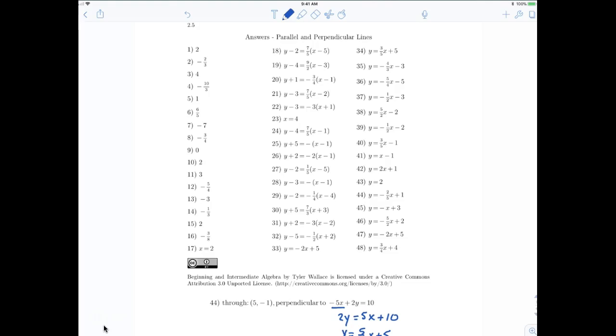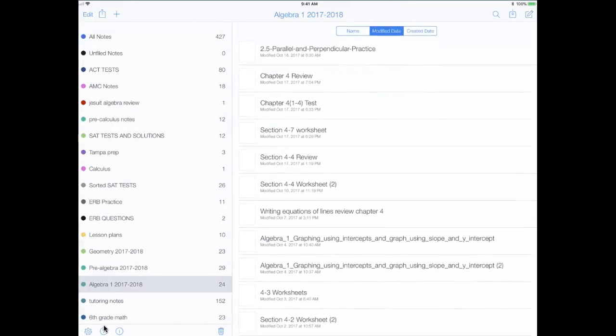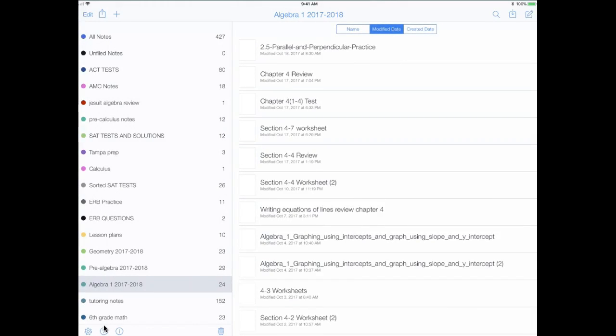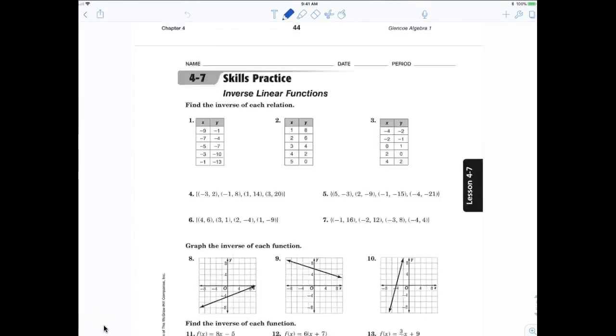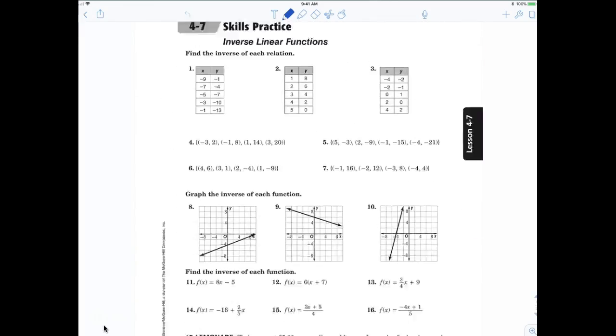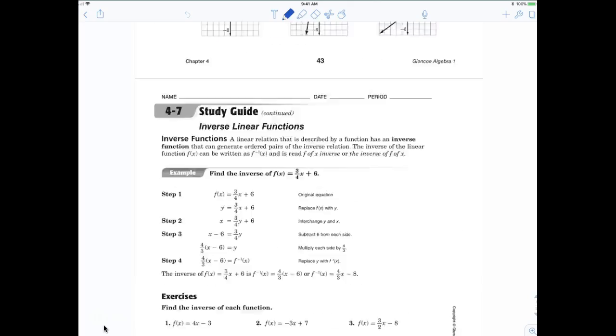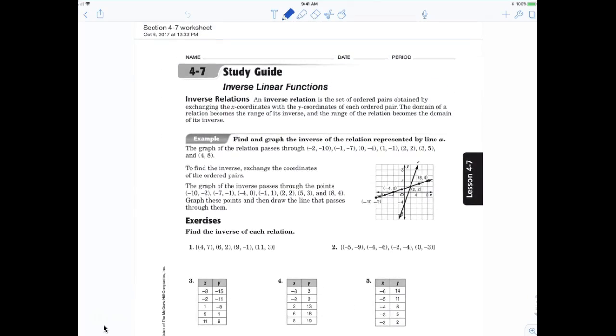All right, so now let's go ahead and we're doing the next worksheet, which is inverse functions. So pull up 4.7. And I made too many worksheets today. I was just having fun. So you'll see what I'm saying. The inverse functions is, listen to me, the easiest thing we're going to do all year.